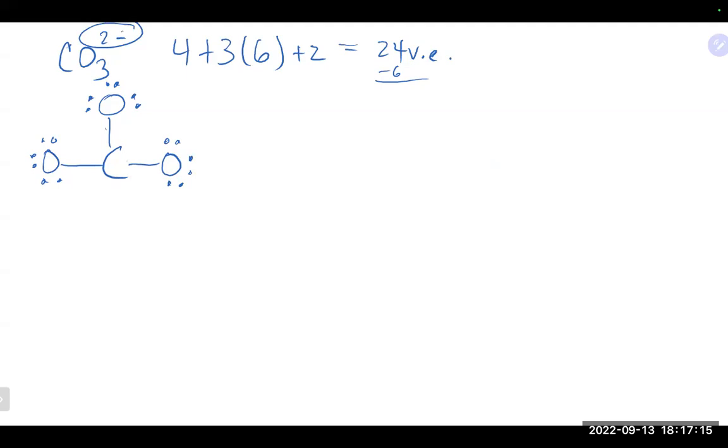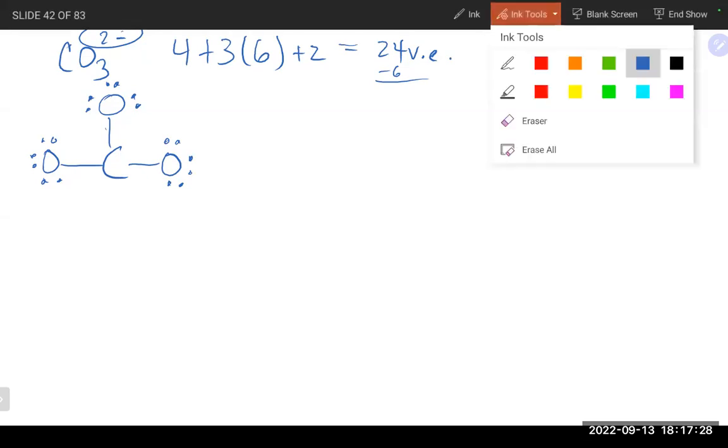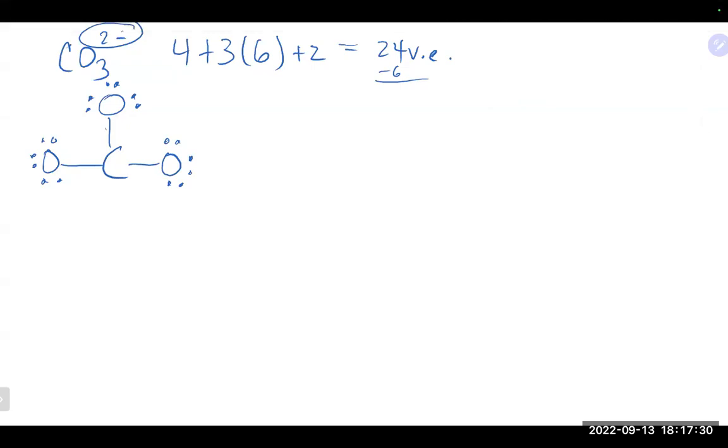So this is the case where we do want to fix it by making a double bond. Doesn't matter which oxygen I choose. They're all equivalent. So we're going to make a double bond in this case. Can I just decide to do this? I cannot, for the same reason. I now have 26 electrons. My oxygen's got way too many electrons in that case.